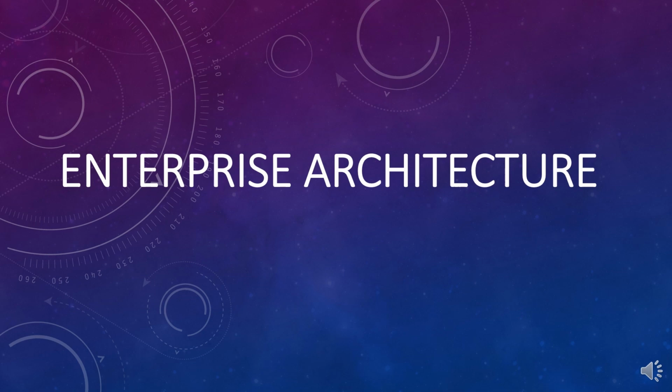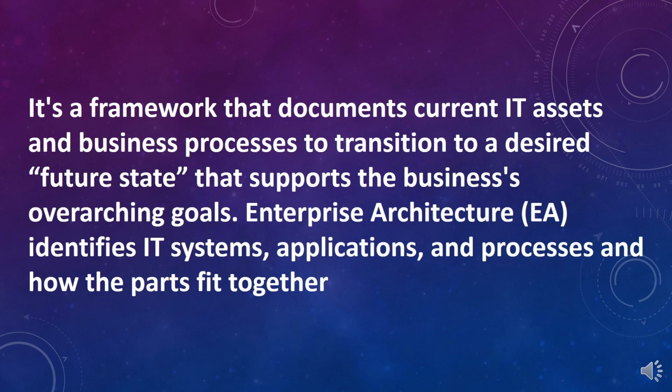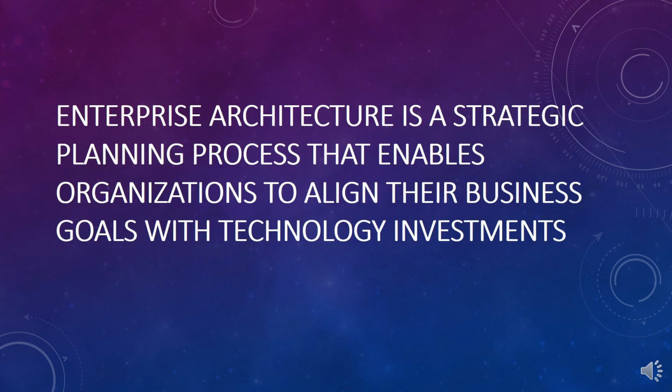I'm going to provide two definitions. It's a framework that documents current IT assets and business processes to transition to a desired future state that supports the business's overarching goals. Enterprise architecture identifies IT systems, applications, and processes and how the parts fit together. If we have to look at a second definition, EA is a strategic planning process that enables organizations to align their business goals with technology investments.